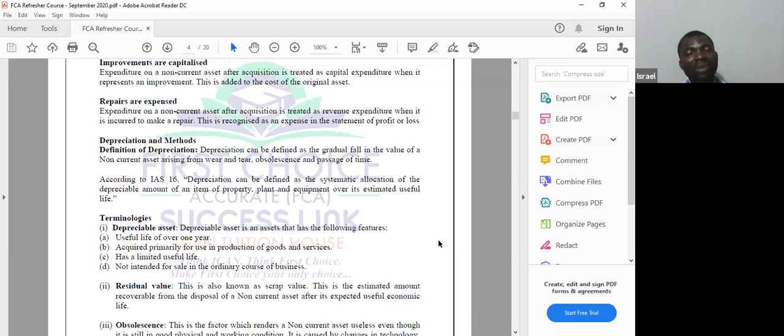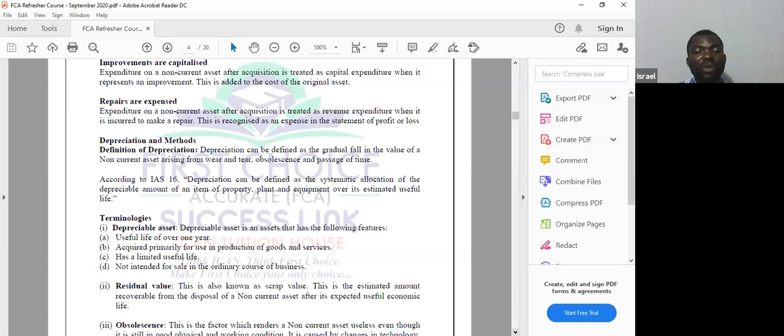That's what we call depreciable assets, not included for sales in the original cost of the asset. Now, there are other things that you need to know also.